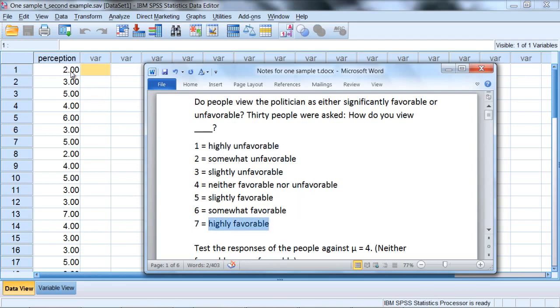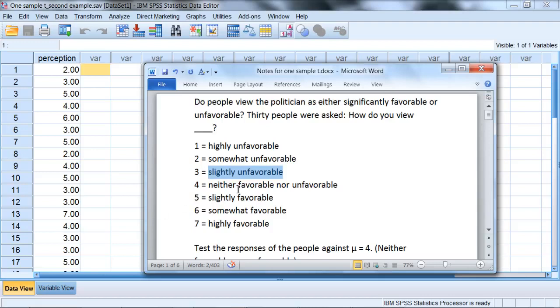For example, the first person who was asked this question, how do you view the politician, answered a 2, which indicates that they viewed that politician somewhat unfavorably. The second person chose a 3, meaning they viewed the politician slightly unfavorably. The third person chose a 5, they were slightly favorable, and so on. You can see the ratings here.